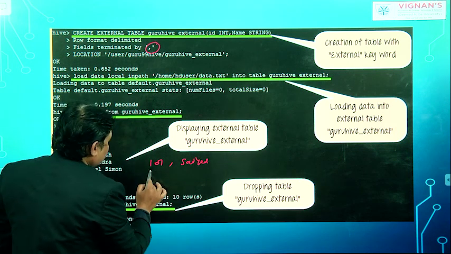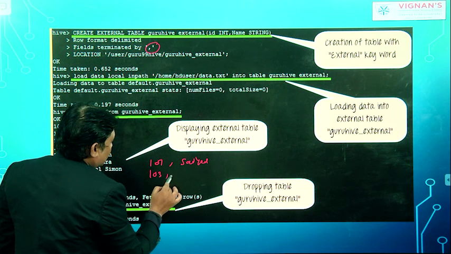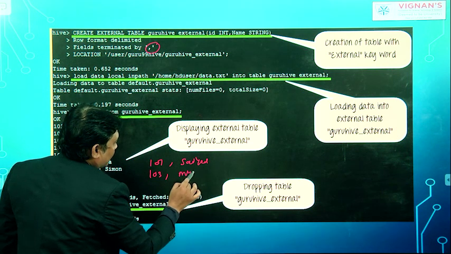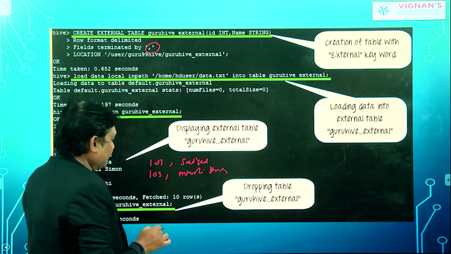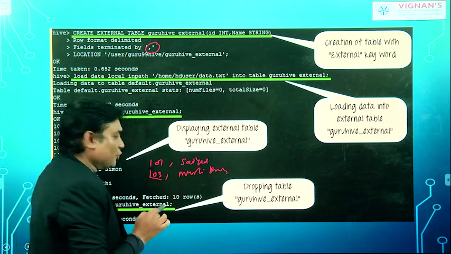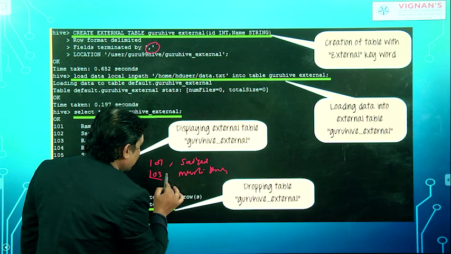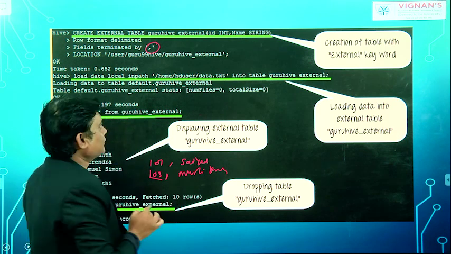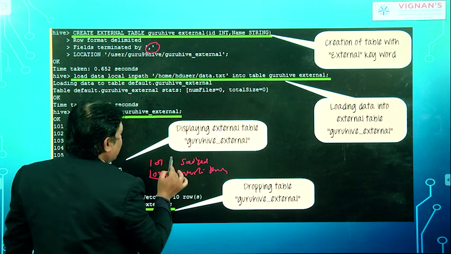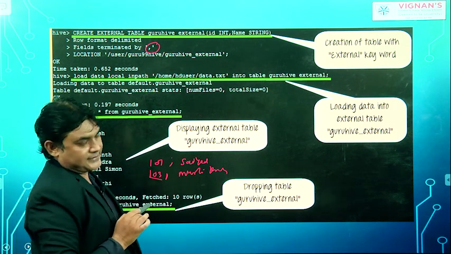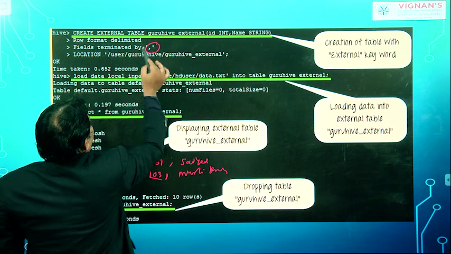Suppose if I am writing 103, Murli Krishna, what I am doing here is I am just taking the ID number, and these two fields are separated by the comma. So you can write comma if you want. If you want semicolon, then the field is separated by the semicolon. So the fields terminated by comma.